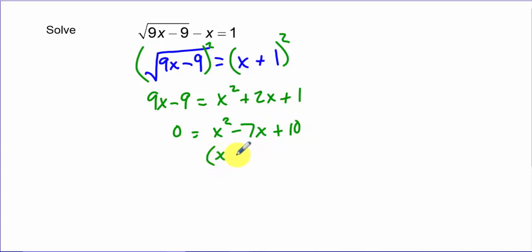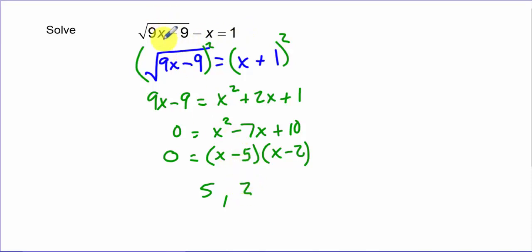And then we get x minus 5, x minus 2 is equal to 0. So 5 and 2 should be my answers. Might be a good idea to check those every once in a while just to see you're getting the right answer. So I've got a 45 minus a 9 is a 36. Square root of that is 6. Minus 5 is 1. That's all good.